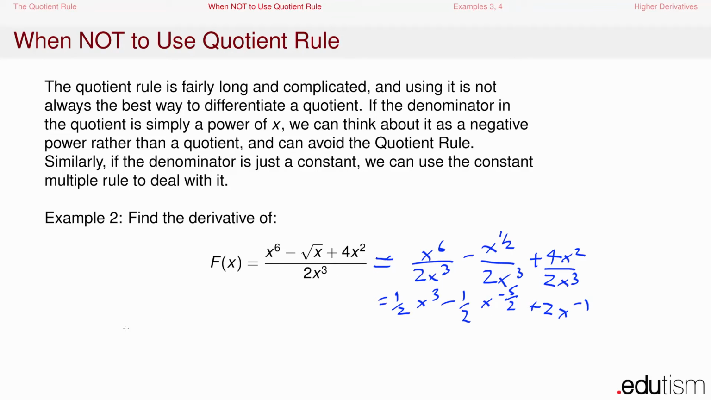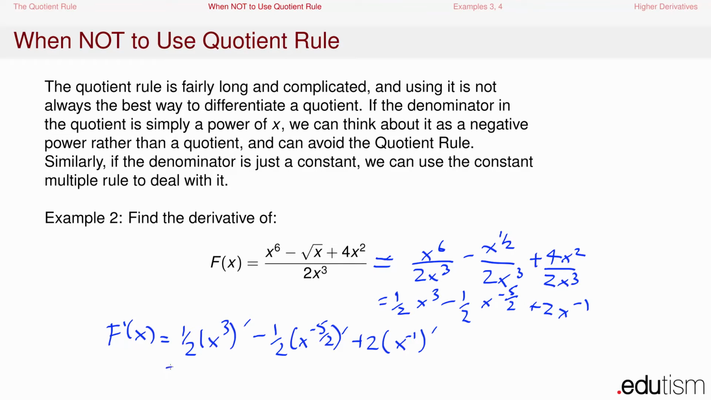So now we want to take f prime of x, and we use the sum, difference, and constant multiple rules to pull these constants out. So we have 1/2 times the derivative of x cubed, minus 1/2 times the derivative of x to the negative 5 over 2, plus 2 times the derivative of x to the negative 1.